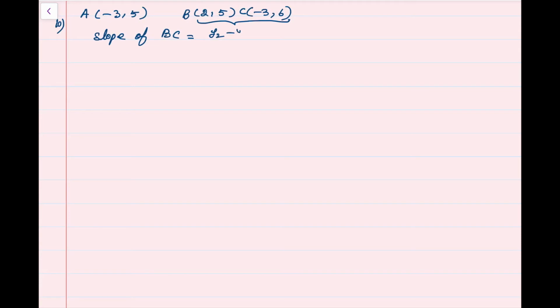Question number 10. Find the equation of the line passing through (-3, 5) and perpendicular to the line through the points (2, 5) and (-3, 6). We will first find the slope of this line. I will name this as A, this as B and this as C. Slope of BC. When 2 points are given, to find the slope, the formula is (y2 minus y1) divided by (x2 minus x1), with (x1, y1), (x2, y2). 6 minus 5 divided by minus 3 minus 2, which is minus 1/5.